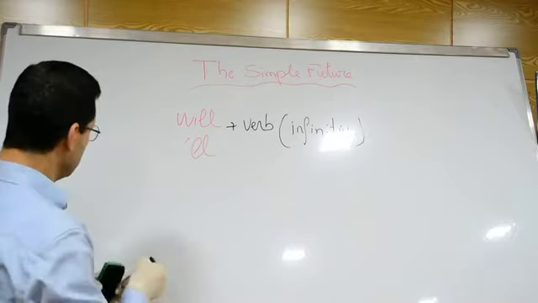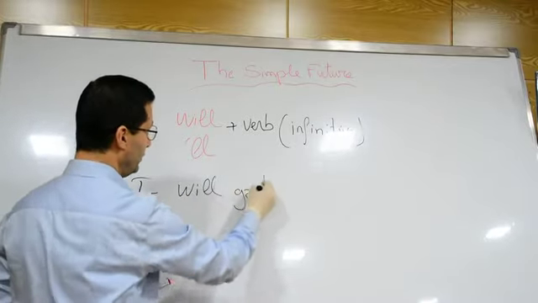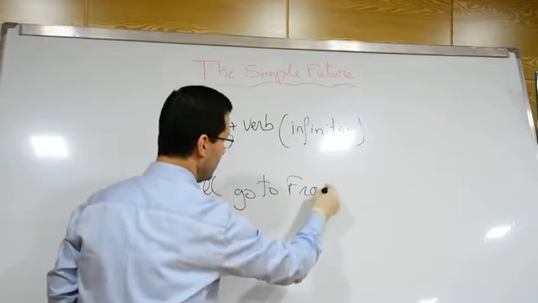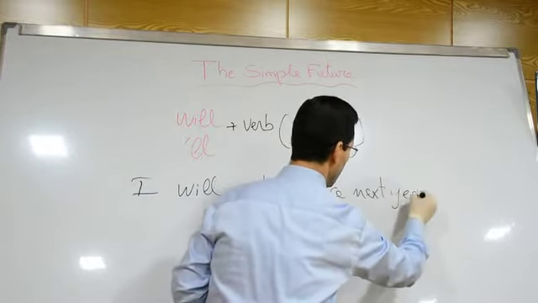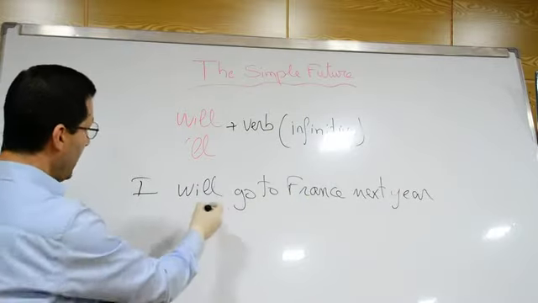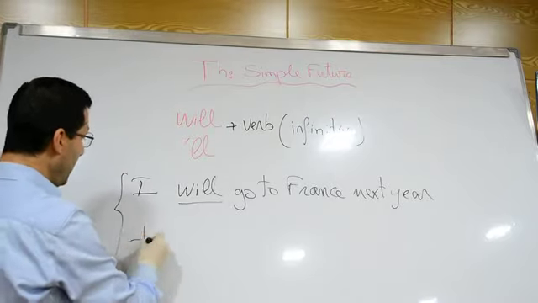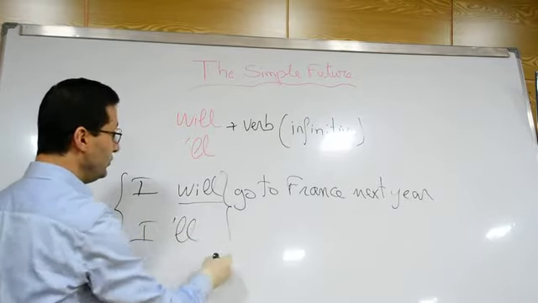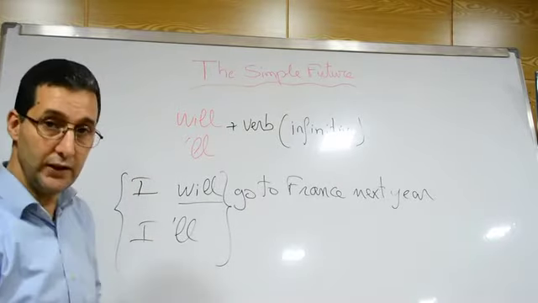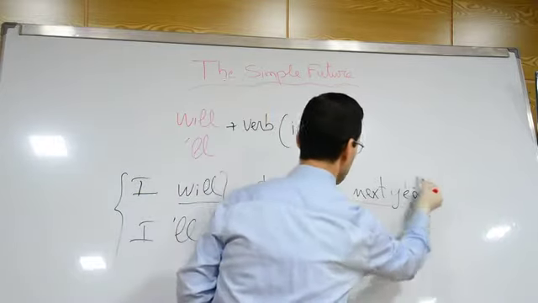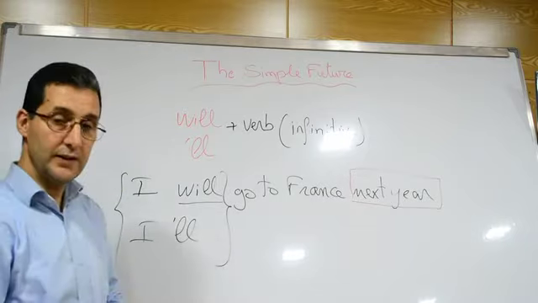For example, I will go to France next year. Okay, you can say, I will go to France. You can also say, I'll go to France next year. How do you know that we have the future here? So we have next year time expression, okay? And we have will, which shows that this is the future.